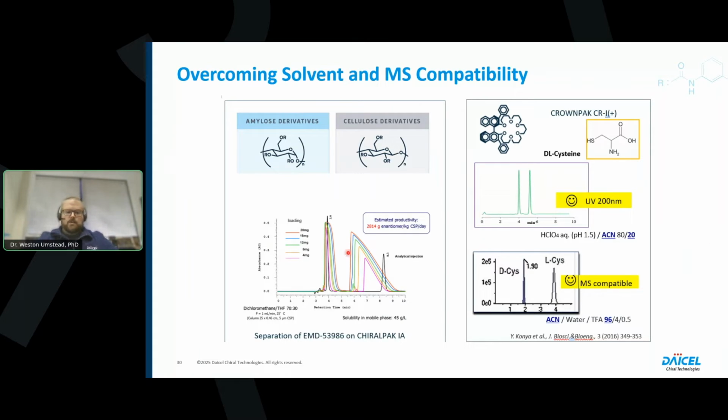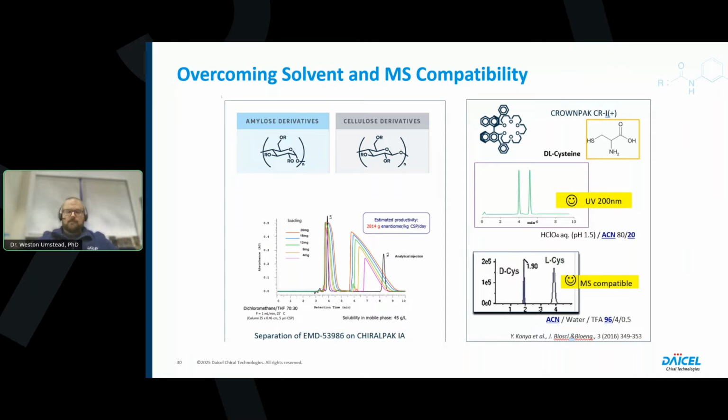It allowed us to do things like overloading with the use of DCM, or this is a DCM/THF mobile phase here, something that you would never ever want to use on AD. Now, because we have something like IA available, we can do a really effective prep separation of this compound. The ability to immobilize something like Crownpak. There is a coated version of Crownpak which is sensitive to a certain level of organic solvent.